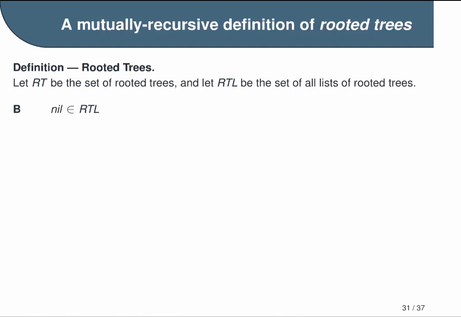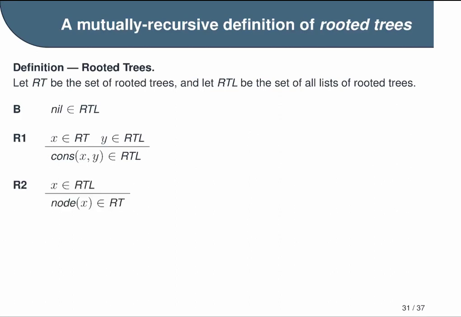Then we have a rule R1 in which we say if X is a rooted tree and Y is in the rooted tree list, then we can add X to that list, right? We can add this rooted tree to this list of rooted trees, and we get a longer list of rooted trees. And then our rule R2 was that if we have some rooted tree list, we can use this function node to create a new rooted tree from that list, and that goes in our set of rooted trees.